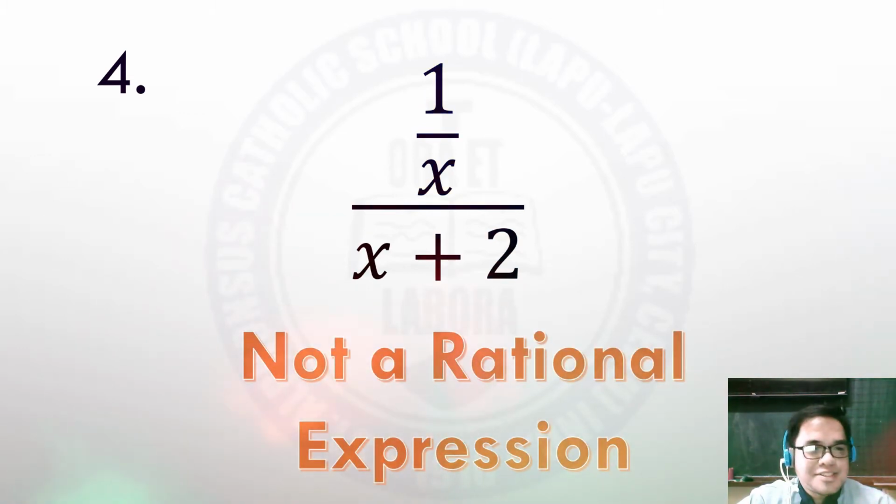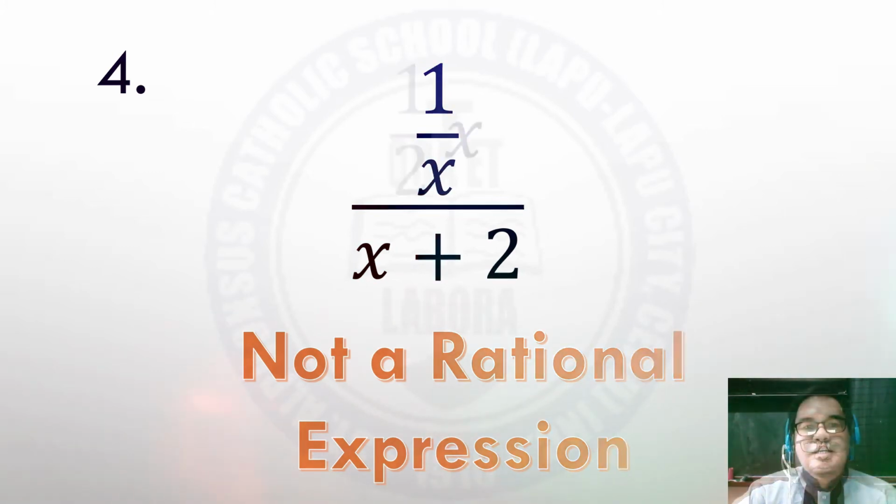Okay, this is not a rational expression because its numerator says that it is not a polynomial. 1 over x is not a polynomial. What makes this one not a polynomial? Because its fraction form has a denominator of x. That makes it not a polynomial. Therefore, the given expression is not a rational expression.